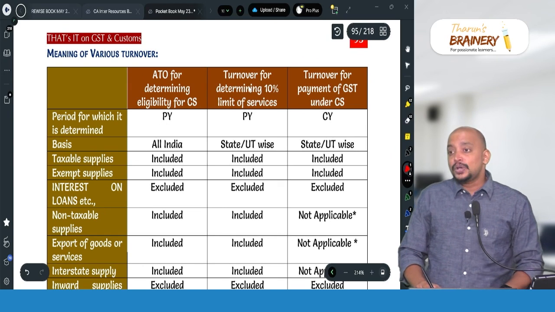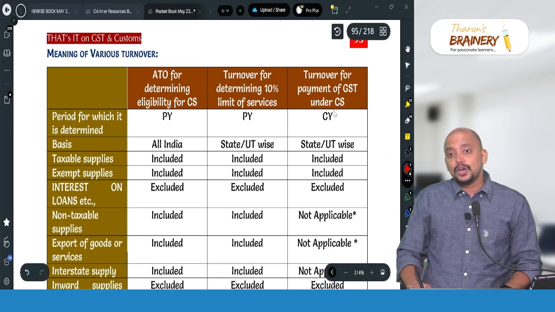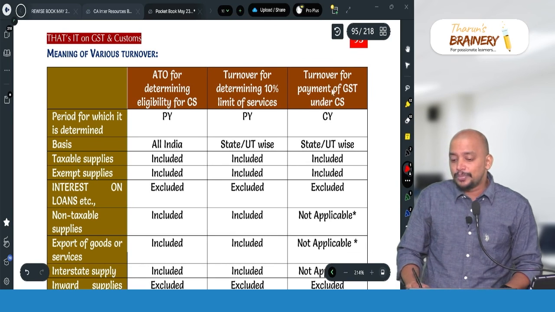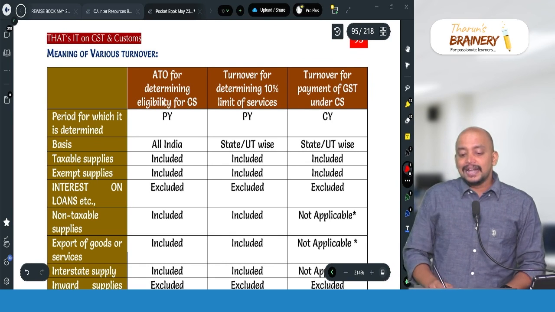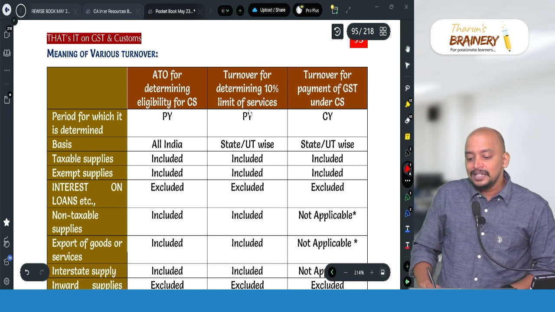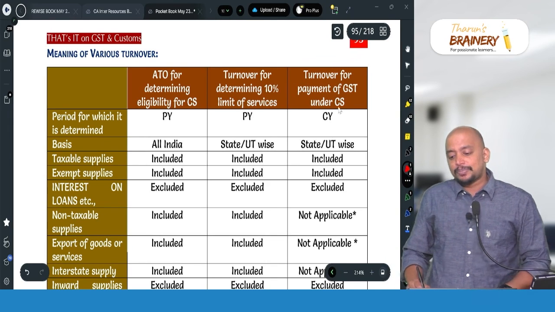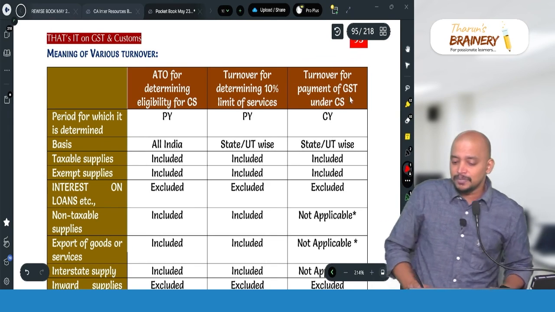Previous year. Turnover for computing the 10% limit is also the previous year. But turnover for payment of GST under composition scheme is the current year. And aggregate turnover should be computed on what basis? All India. Turnover for determining the 10% limit is state-wise. Turnover for payment of GST under composition scheme is state-wise.